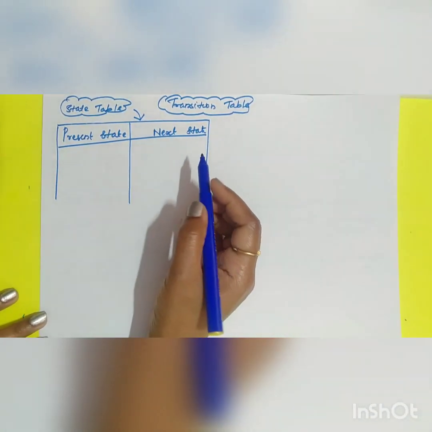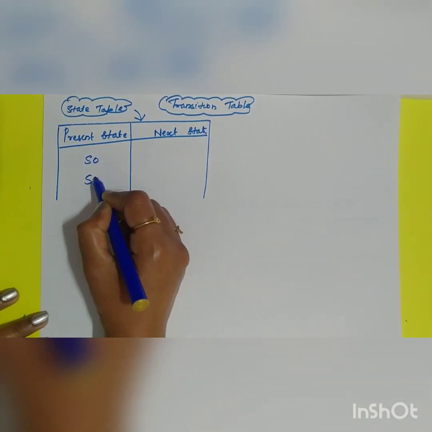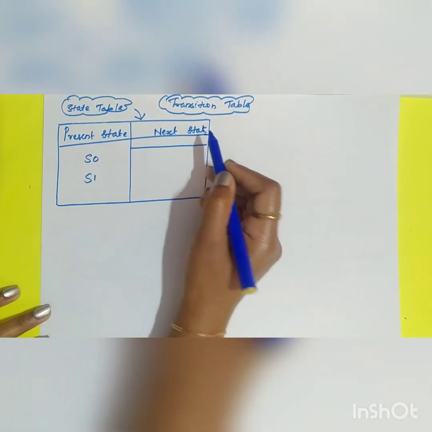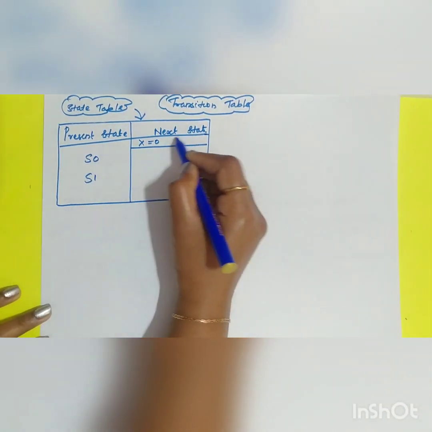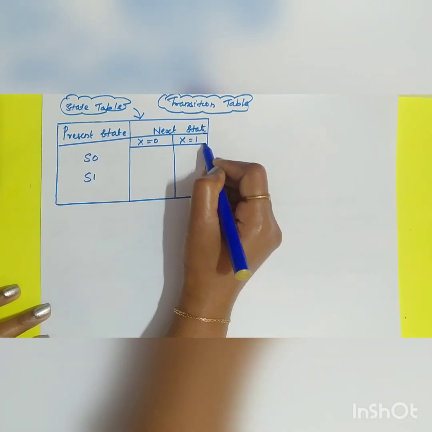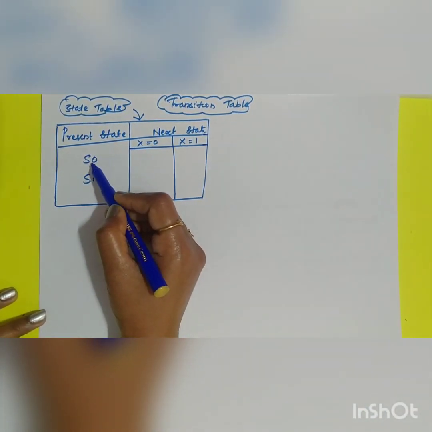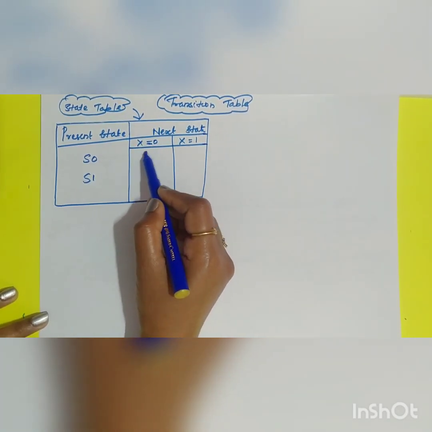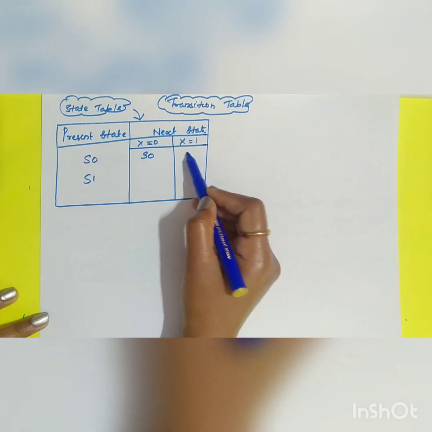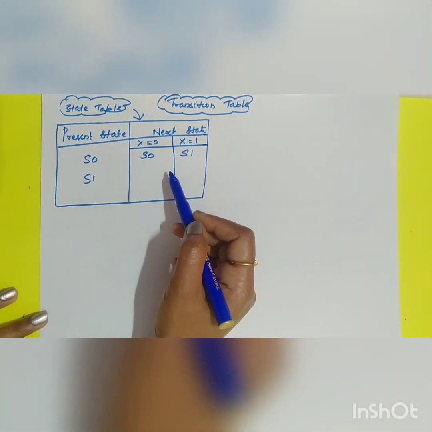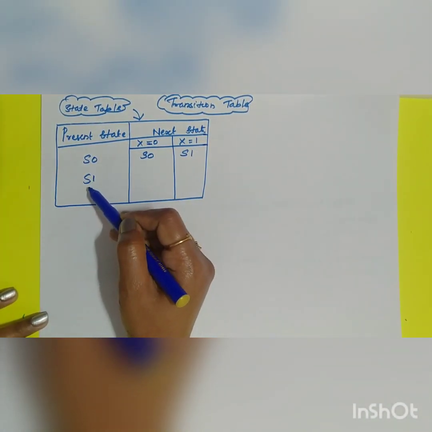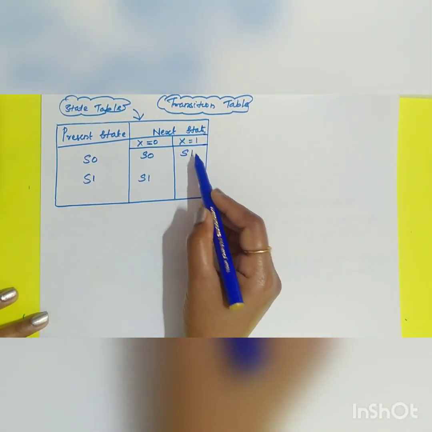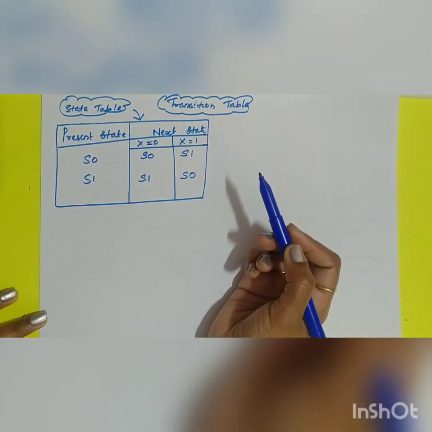So what will be your present state? You have two states: one is S0 and one is S1. What will be your next state? The next state will depend on your input, x equal to 0 and x equal to 1. If it is in the present state S0 and your input x is equal to 0, it will remain in that state. There is no change. If x is equal to 1, it goes to your next state, that is S1. Similarly, when it is in the state S1, if x is equal to 0, there is no change. It remains in S1. If x is equal to 1, it goes to the previous state, that is S0.